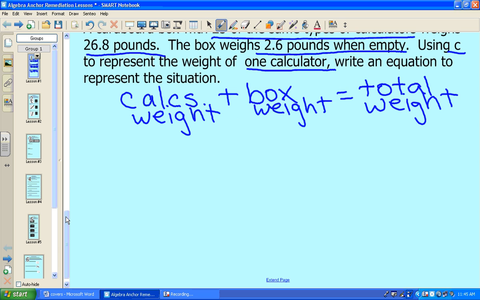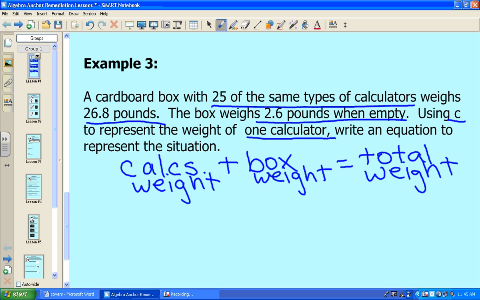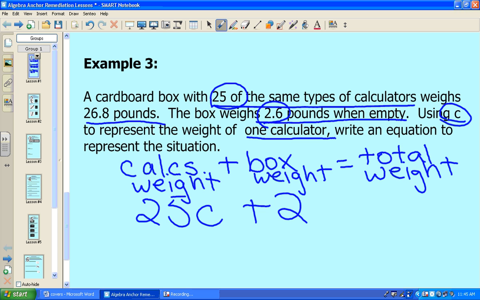Okay, the calculators, there are 25 calculators in the box. Each calculator weighs C, so you take 25 calculators times C, which is the weight of one calculator. To that, you add the box weight, which is 2.6. And that gives you the total weight of the calcs and the box, which is right here, 26.8 pounds.